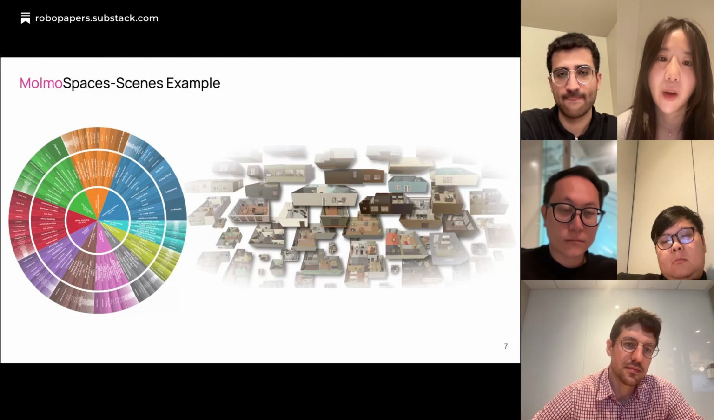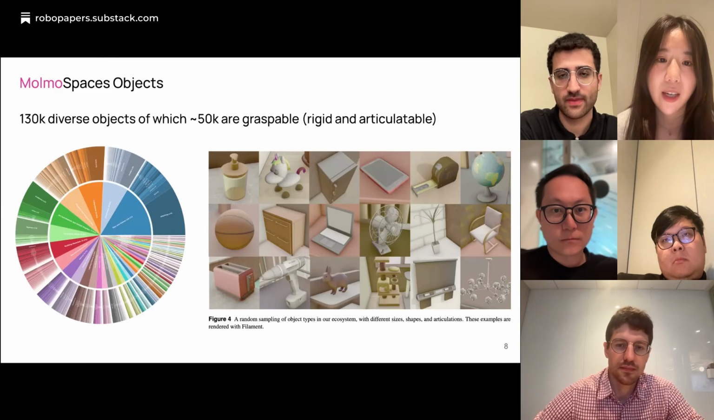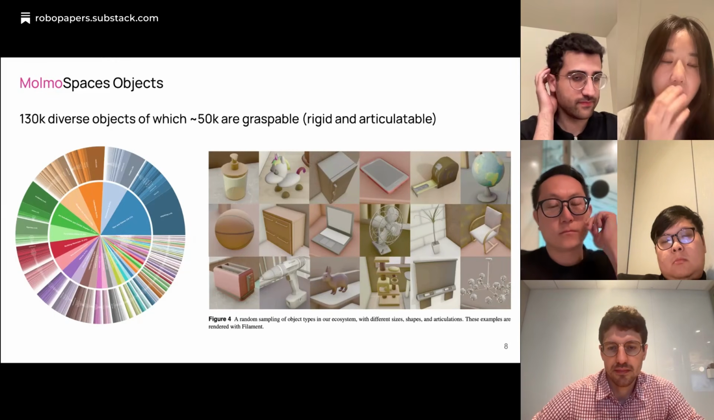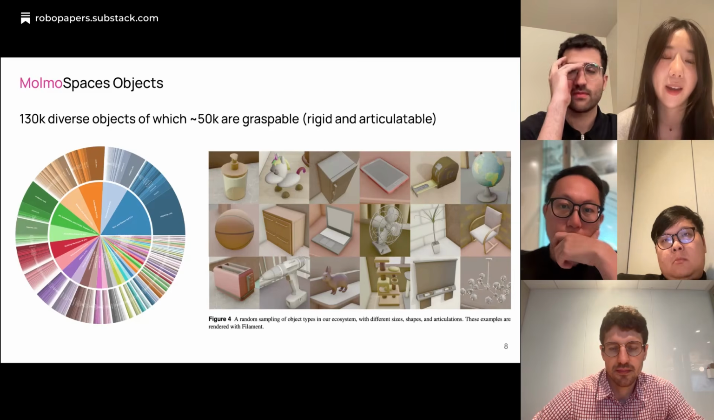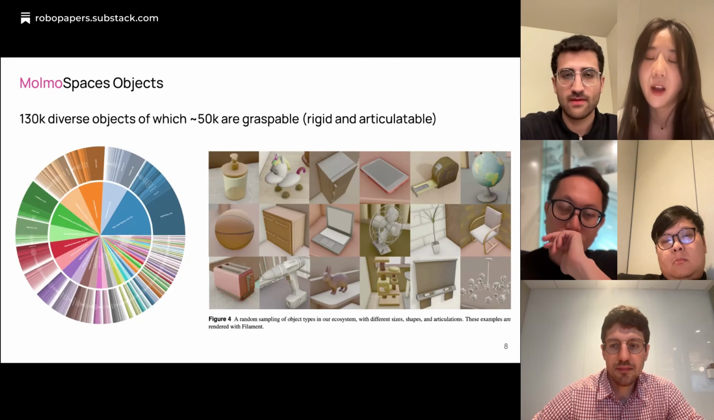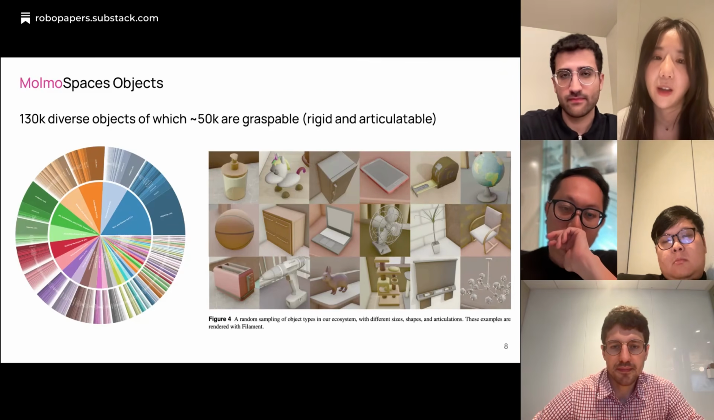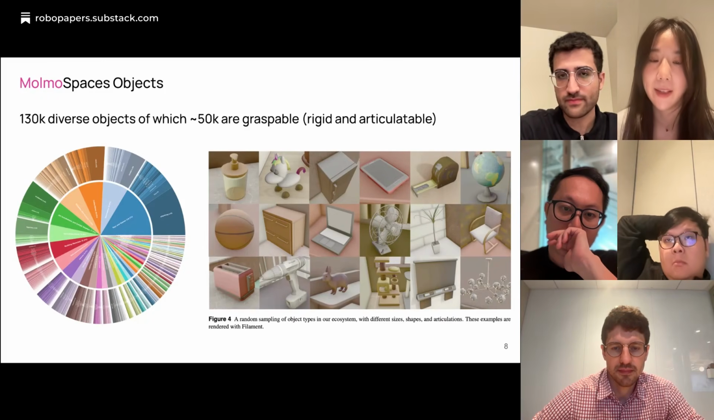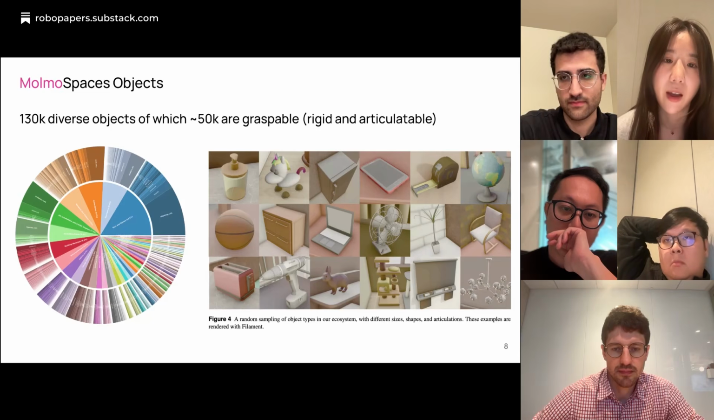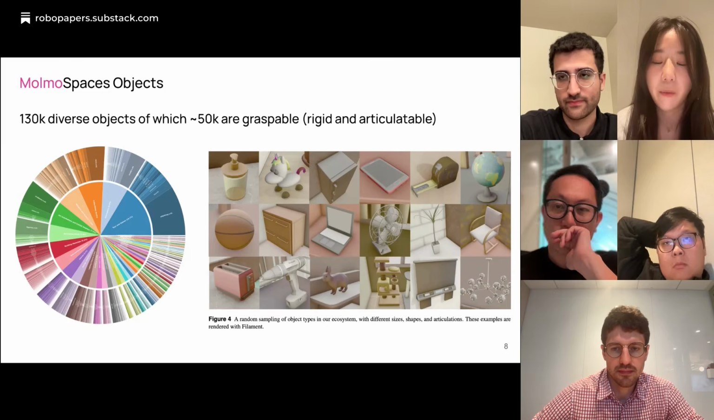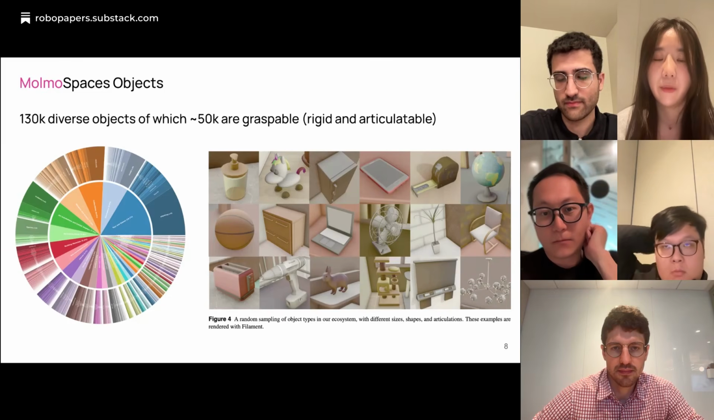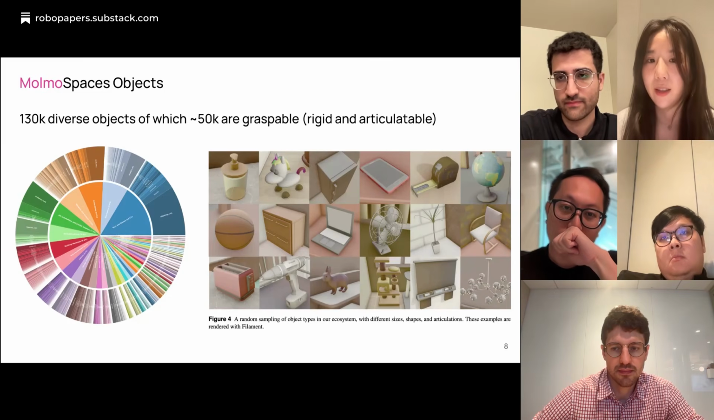And on the next slide, we wanted to showcase the diversity of objects. There are about 129,000 that range from non-pickable to pickable, and also a few hundred articulable assets that are very diverse. Among the 130,000, about 48,000 or up to 50,000 are interactable.